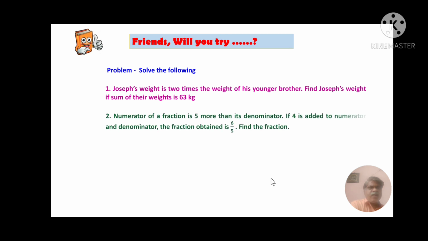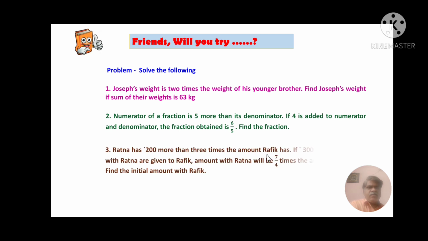Numerator of a fraction is 5 more than the denominator. If 4 is added to the numerator and the denominator, the fraction obtained is 6 upon 5. Find the fraction. Ratna has 200 more than 3 times the amount Rafiq has. If 300 from the amount with Ratna are given to Rafiq, amount with Ratna will be 7 upon 4 times the amount of the Rafiq. Find the initial amount of the Rafiq.